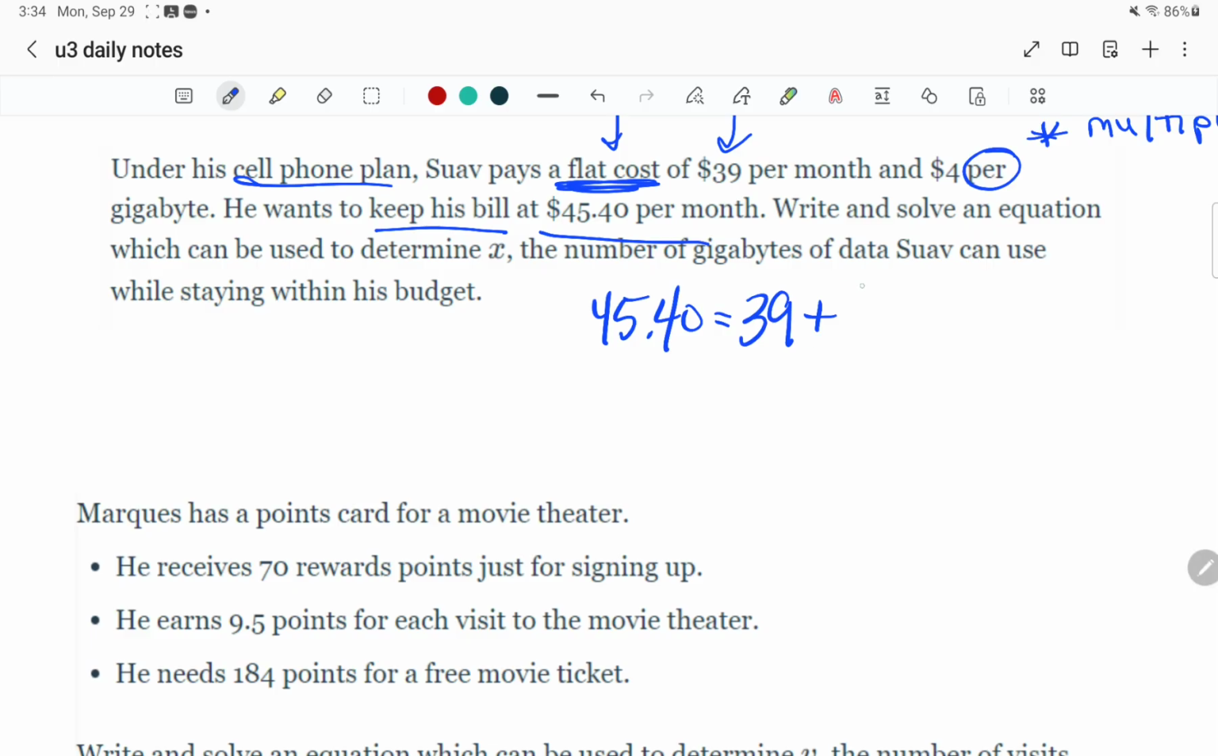So I could use 1 gigabyte, and that'd be $4. I could use 2 gigabytes, and that'd be $8, also known as 4 times 2. But I don't know how much I'm going to use yet, so we're going to do 4 times x instead. Now I've got my equation we're going to solve.